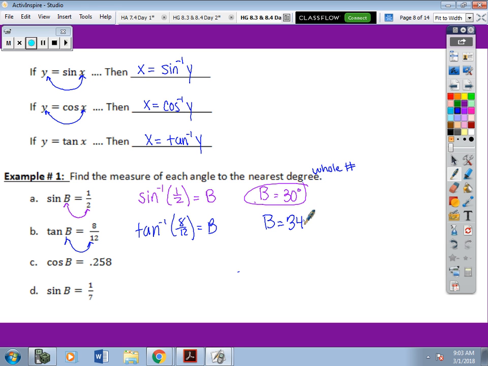For some reason, they usually do side lengths. The book will ask you to round side lengths to the nearest tenth, angles to the nearest whole number, nearest degree. Just as something to think about. See if you can find the next two. And if any of you are having trouble with your calculators, just raise your hand. I can come around and show you what buttons to press. You want to make sure you have your calculator out and that you're practicing.